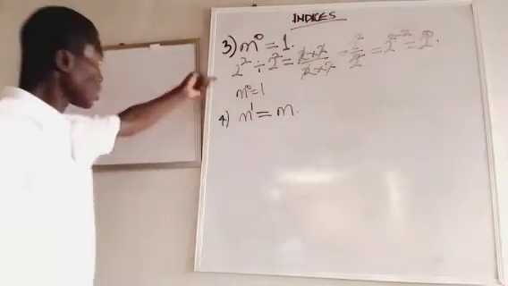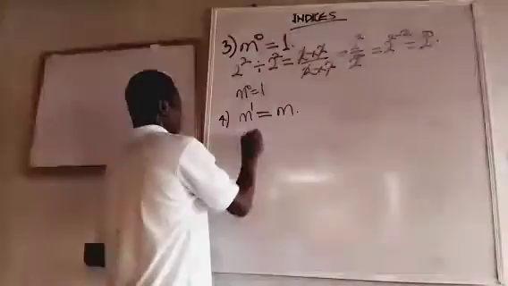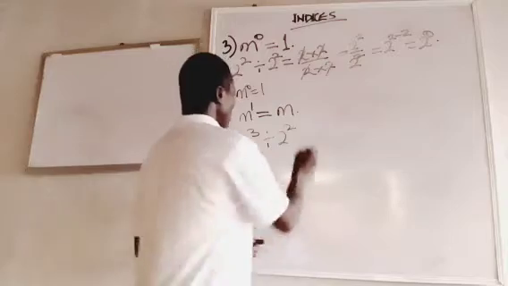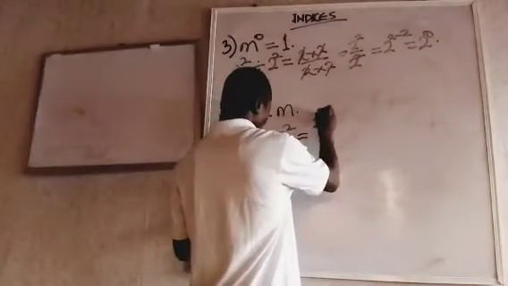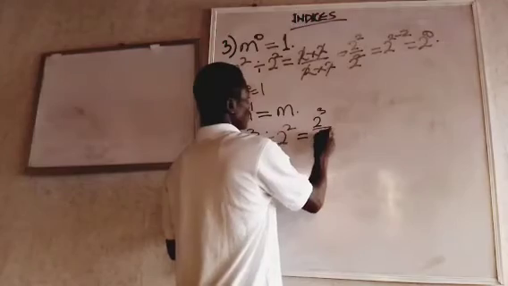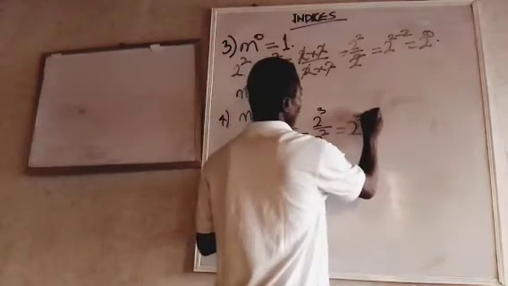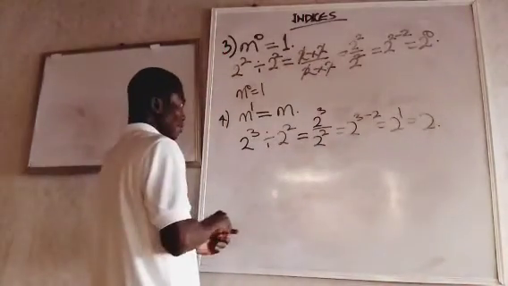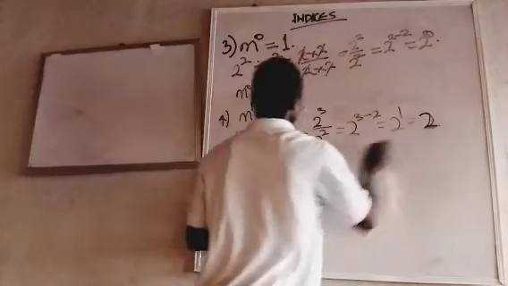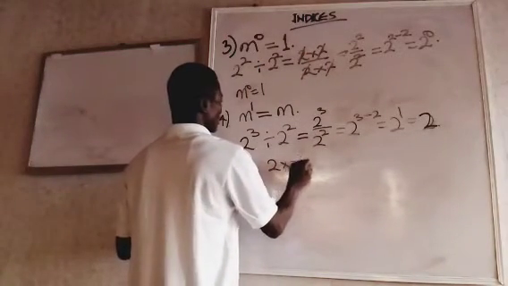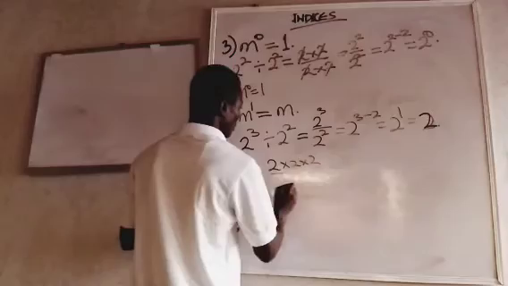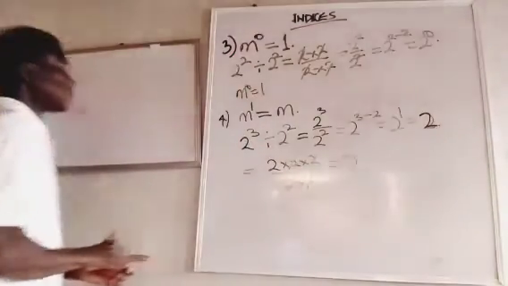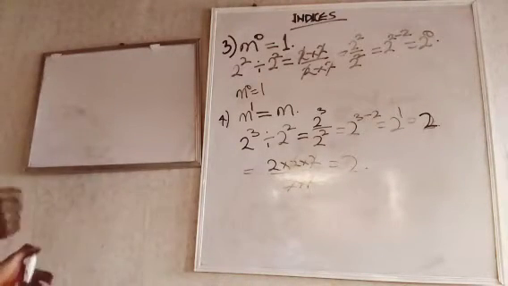Let's look at the situation just like we did there. 2 raised to the power 3 divided by 2 raised to the power 2 is going to give us 2. So you can see it is equal to that number. Is equal to 2. So what does that give? 2 times 2. Indices make so many things very easy for us.